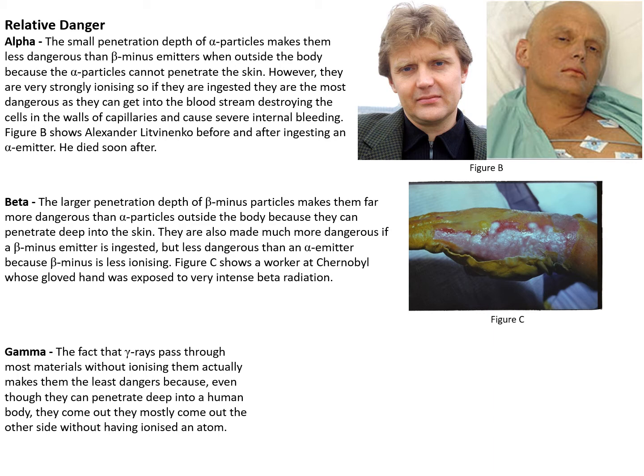So figure B shows Alexander Litvinenko before and after ingesting an alpha emitter. Unfortunately, he died soon after. Alexander Litvinenko was poisoned with polonium, which has an atomic number of 84. This was an unstable version of polonium. It was an unstable isotope, and so it was emitting alpha particles as it decayed.